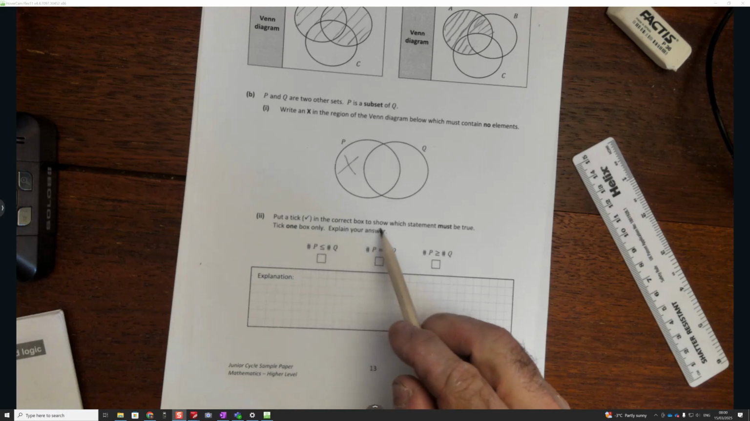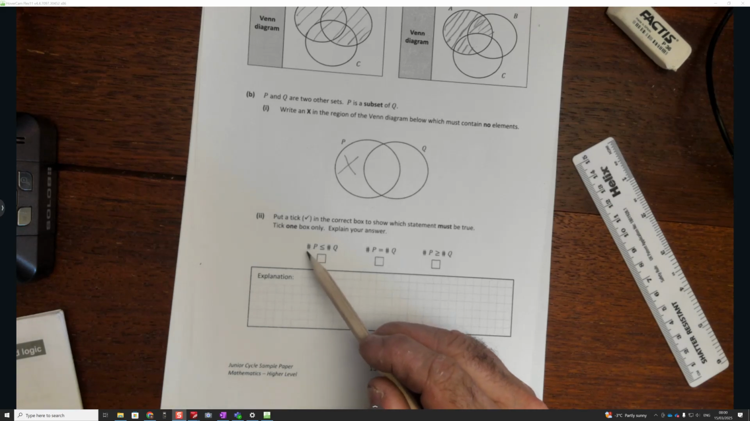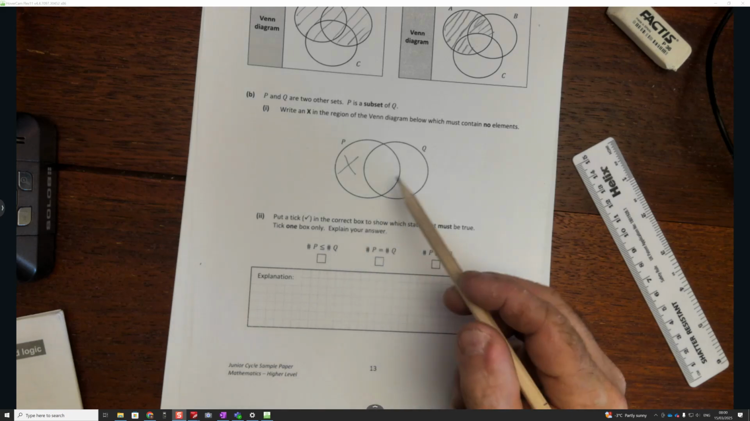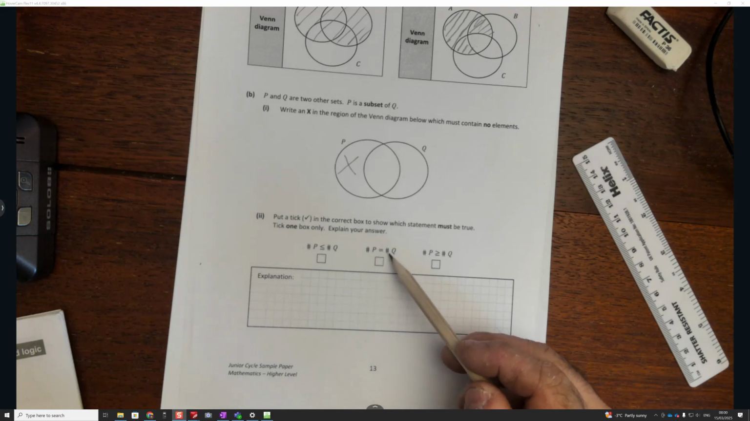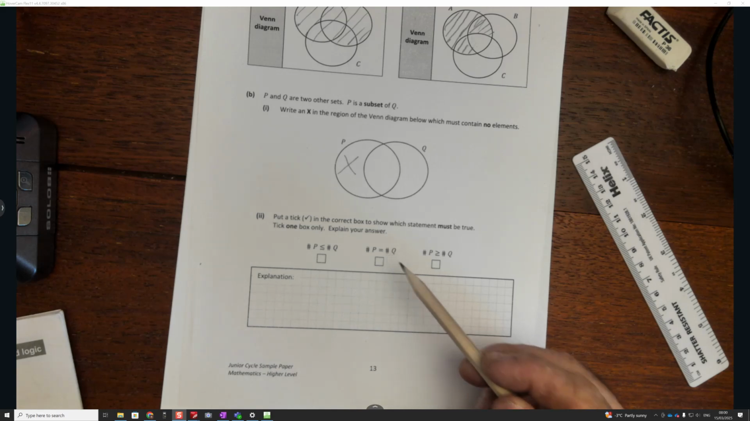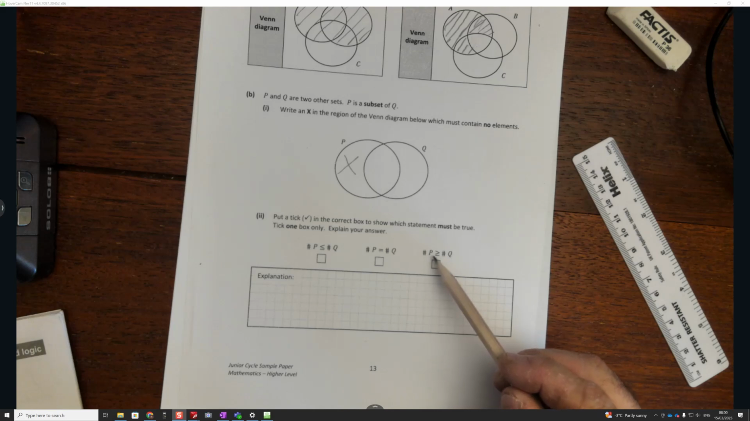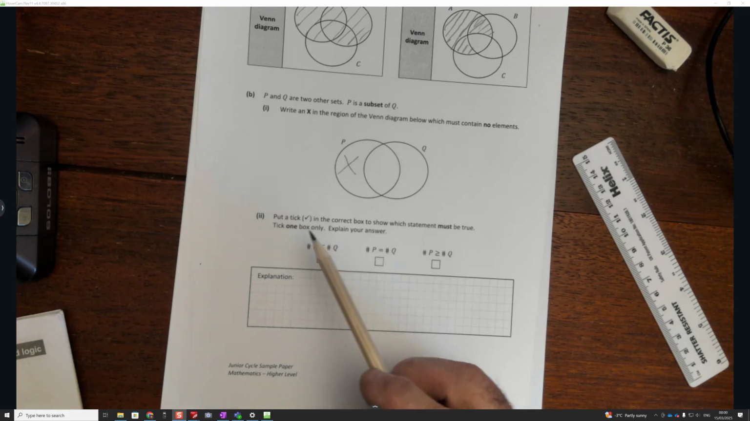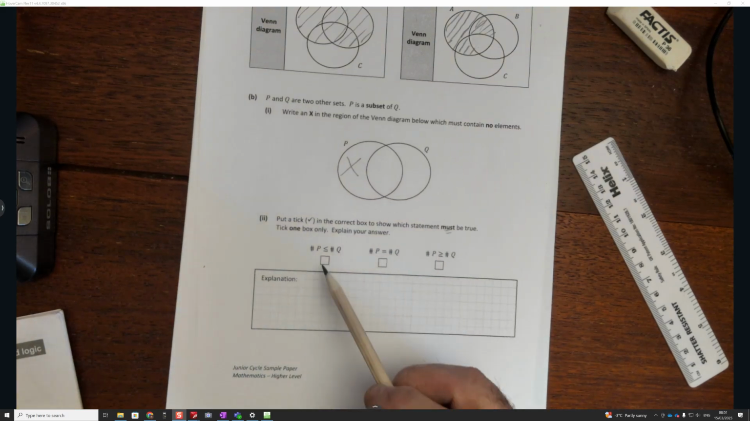Okay, put a tick in the correct box to show which statement must be true. Must the cardinal number of P be less than the cardinal number of Q? Not necessarily, because Q could be empty. Must the size of P be equal to the size of Q? Not necessarily. And must, oh, this one doesn't look right either. Must the size of P be larger than Q? Hang on, are we looking for could be right or always right? Which statement must be true? Yeah, here we go, back to this one.